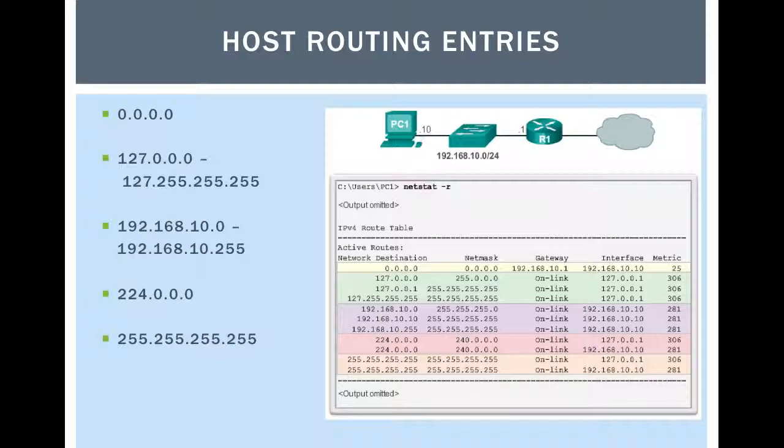127.0.0.0 to 127.255.255.255. These loopback addresses all relate to the direct connection and provide service to the local host.